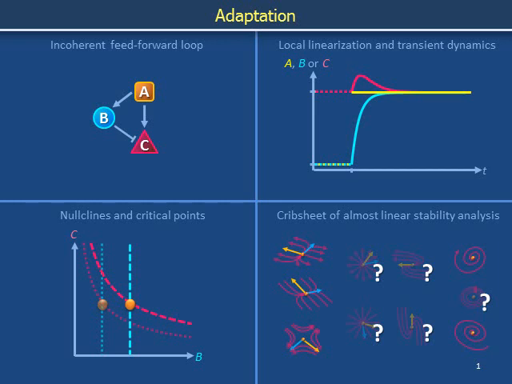In this video, we will study a particular example of the incoherent feed-forward loop, study its phase portraits, and study its dynamics. In the next video, we will review the strategy of analysis used in this video.